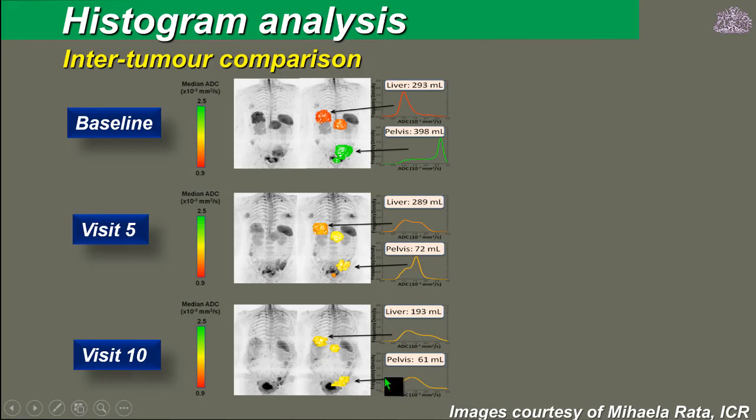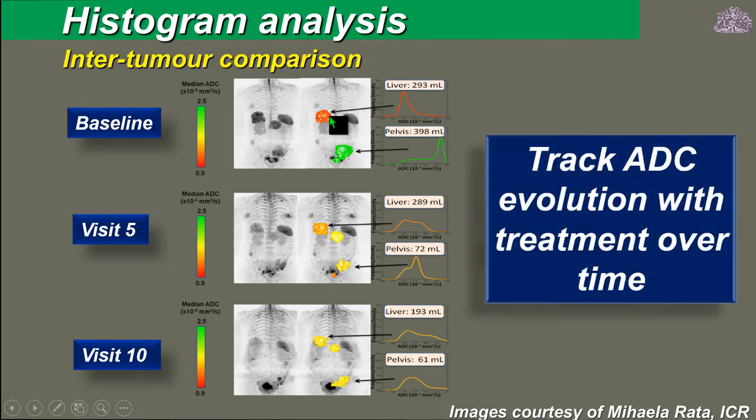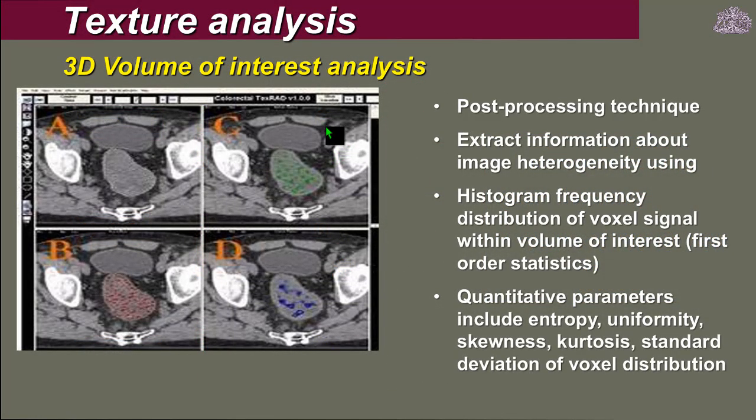So that's telling us that the therapy is hitting both the solid as well as the cystic tumor. And the cystic tumor is showing some degree of resorption of the fluid, whereas there's a decrease in cellularity of the solid tumors. So we can track the ADC evolution of treatment with time.